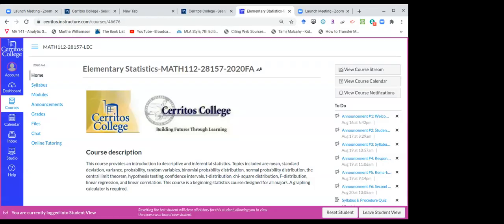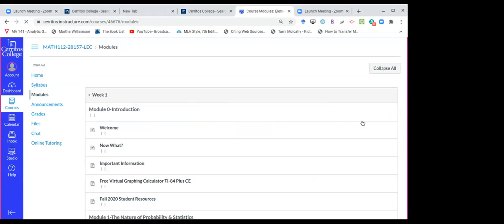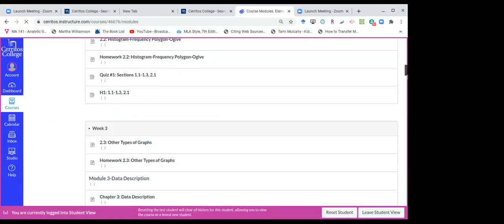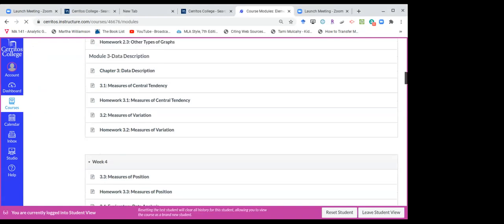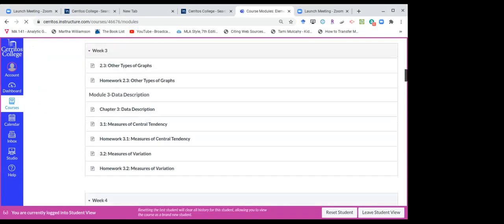Here's the Canvas page, and this is the elementary statistics page that you're used to. I'm going to go to modules on the left sidebar right here. And as this is our third week, I'm going to go down to week 3, and we're finishing up chapter 2 this week and getting into chapter 3. Section 2.3, I should say, focuses on other types of graphs.